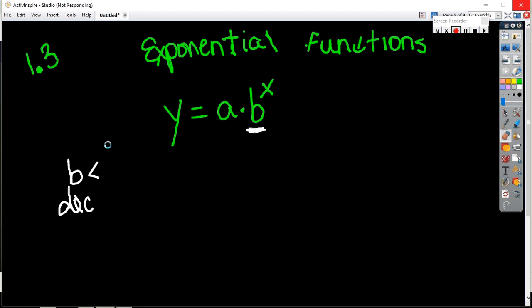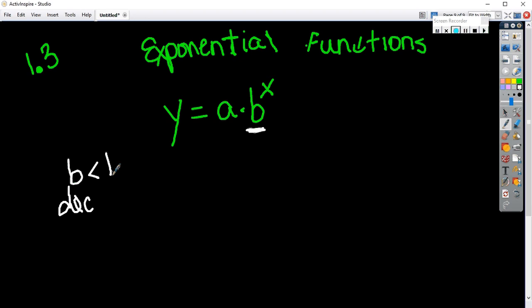Things that make it look like something it's not. In other words, maybe my b looks like it's 3. Maybe I have y equals 3 to the negative x. What is a here? A is 1. What is b? Yes. So yes. Why is it 1/3?